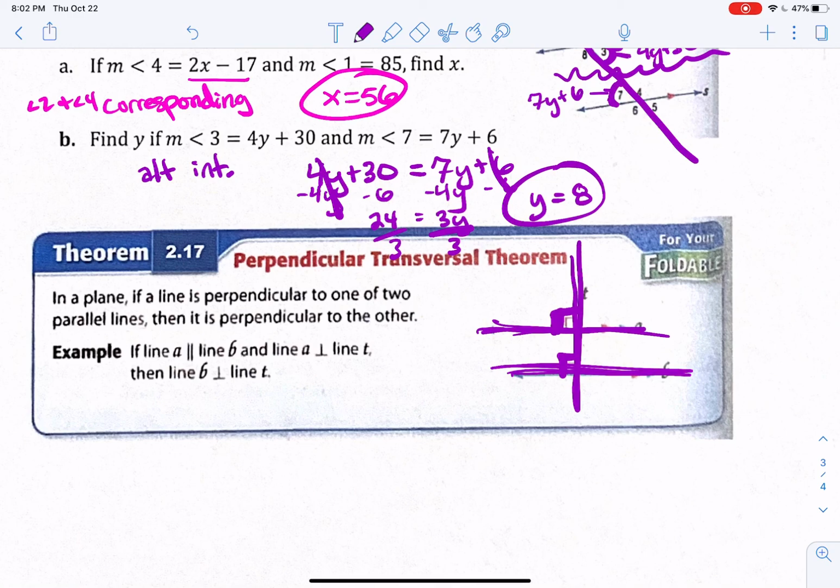Kind of think of this as a ladder, right? If these two things going across here, and I have the vertical part of the ladder, if it makes a 90-degree angle with the step of the ladder, it's going to also make a 90-degree angle with the next step of the ladder. That's just kind of the way that it goes.